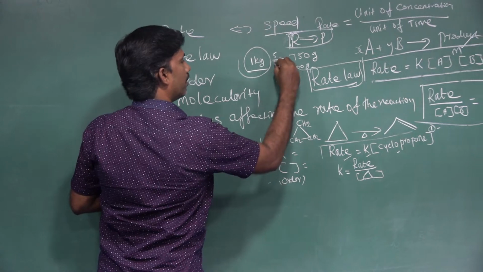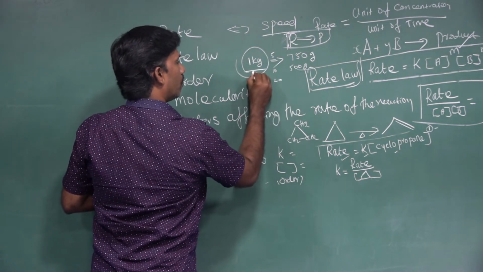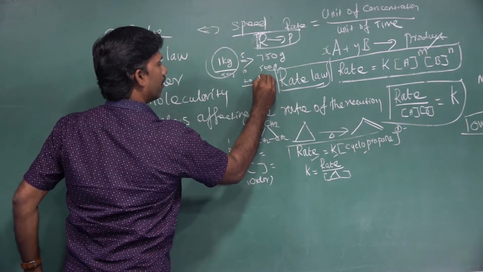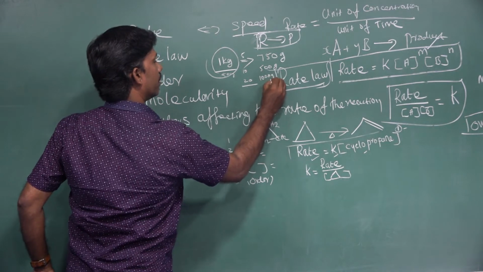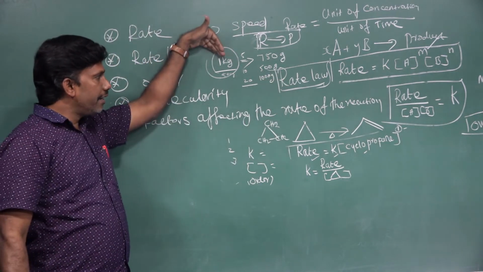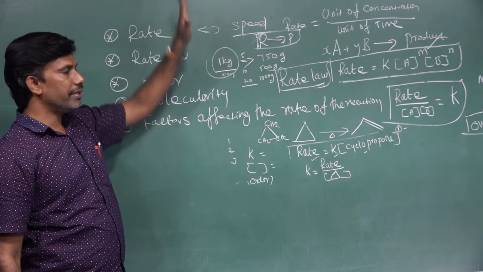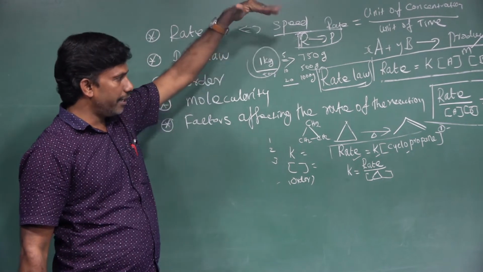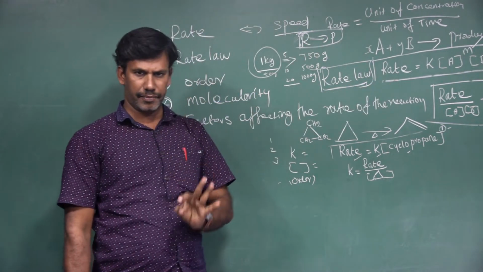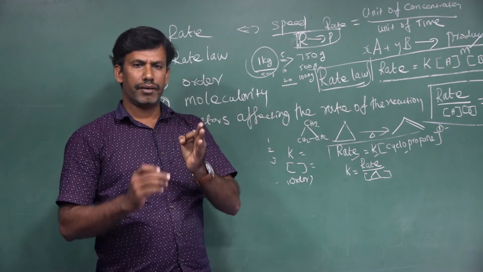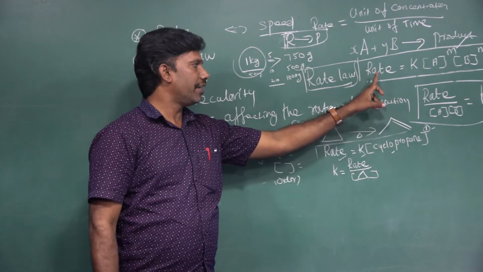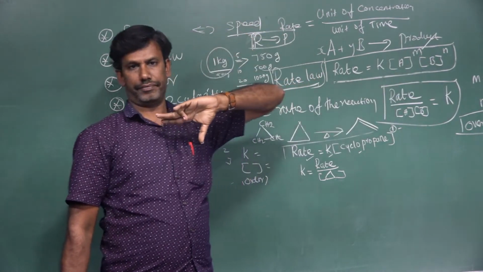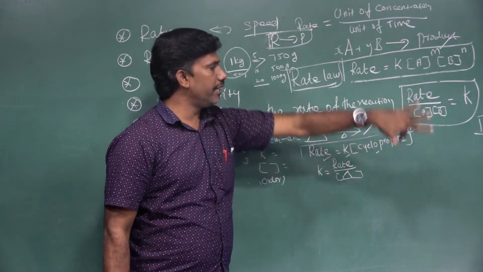After 20 minutes, there is no rice at all. Everything becomes food material. That will become 1000 grams. So what happened here? The concentration of reactant decreases, and at the same time the concentration of the product increases. That way we can calculate this. After that, the rate expression, the rate law. Rate law is nothing but the law which gives the relation between the rate constant and the concentration of reactant.